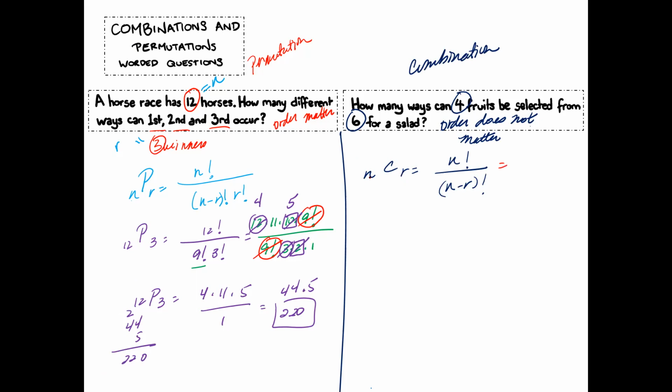So since my n is going to be 6 and my r is going to be 4, let's go ahead and do that. 6 factorial over 6 minus 4, which is going to give me a 2 factorial. Now go ahead and extend the numbers here. 6 times 5 times 4 times 3 times 2 factorial over 2 factorial.